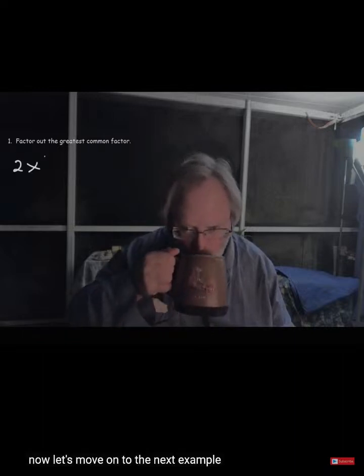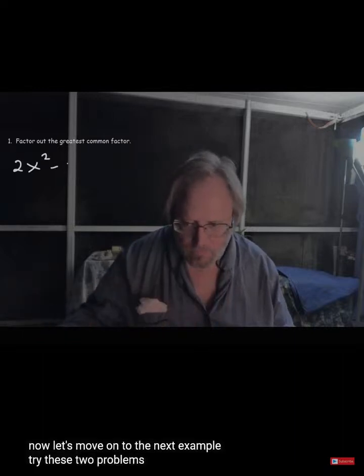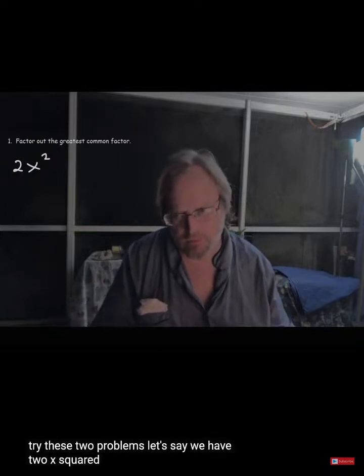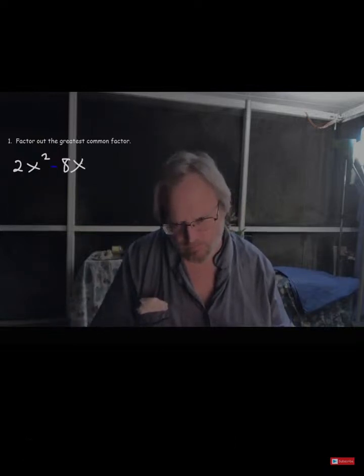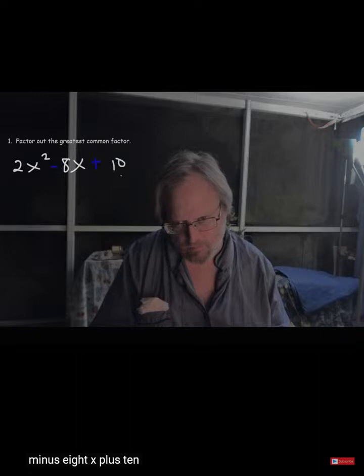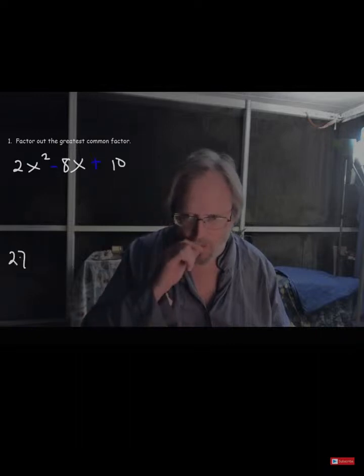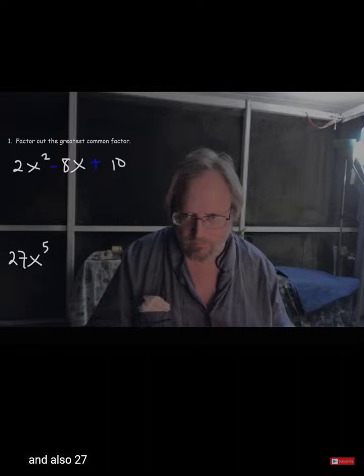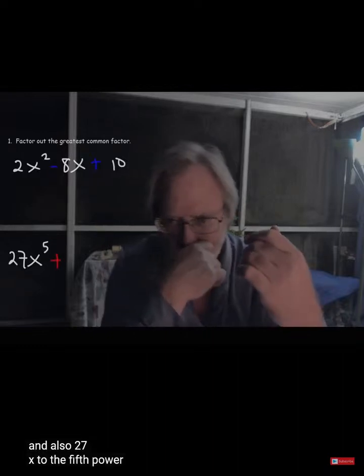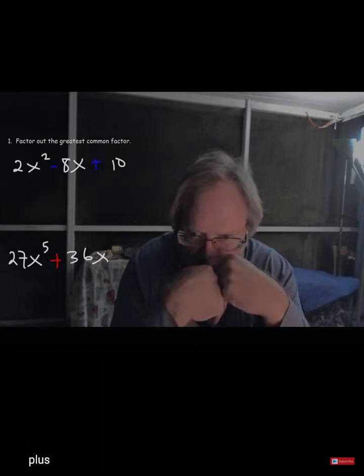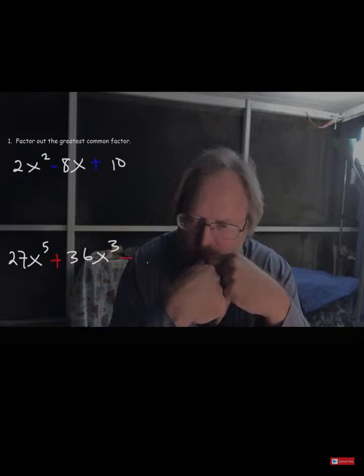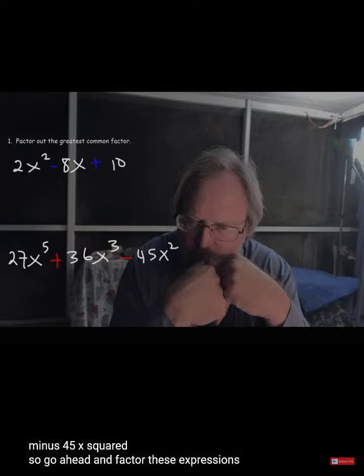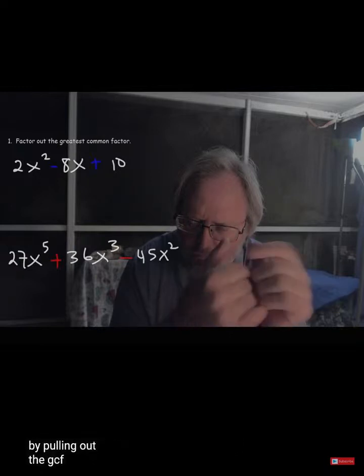Now let's move on to the next example. Try these two problems. Let's say we have 2x squared minus 8x plus 10 and also 27x to the 5th power plus 36x cubed minus 45x squared. So go ahead and factor these expressions by pulling out the GCF.